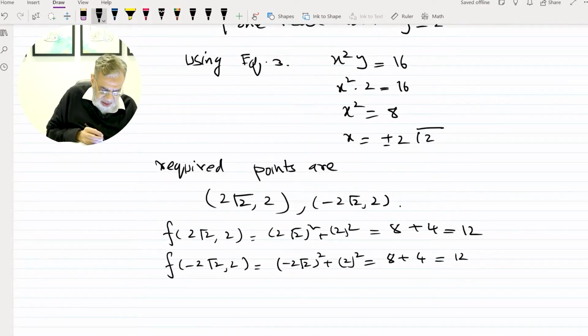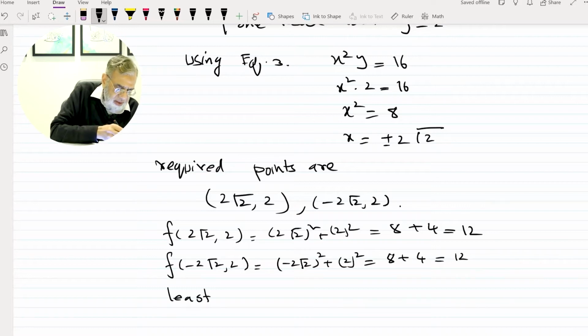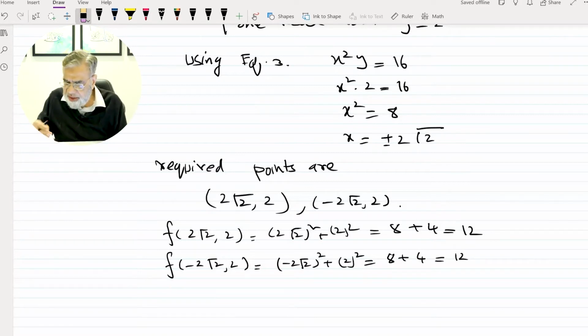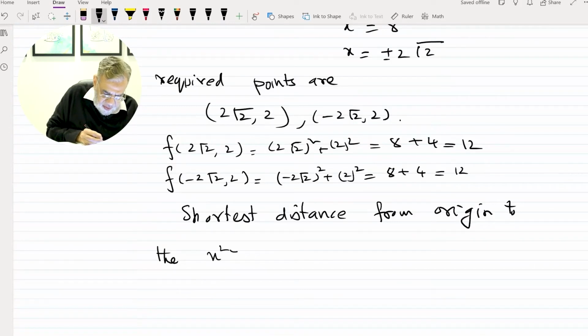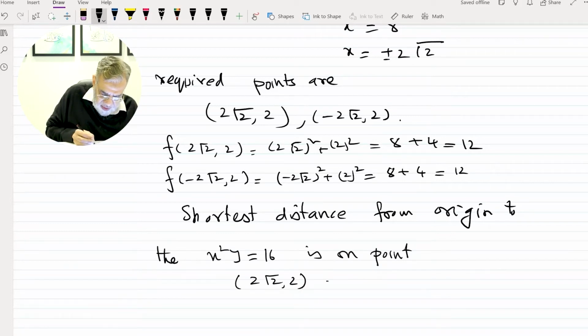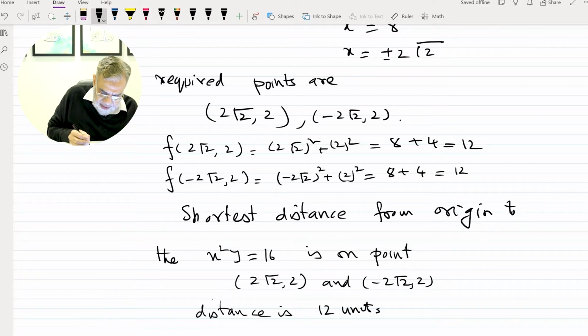This least distance or smallest distance, as we have in the question, the question was that we are having here the shortest distance. We are having here shortest distance from origin to the curve x square y equal to 16 is on the points 2 root of 2, 2 and minus 2 root of 2, 2, and the distance is equal to 12 units. So that's the answer of the problem.